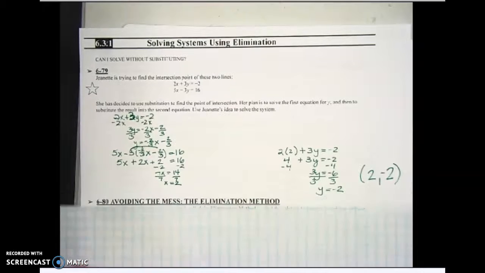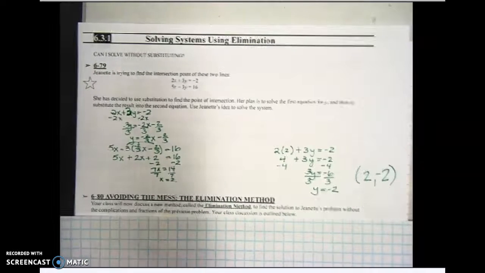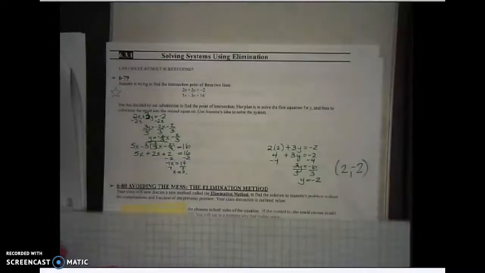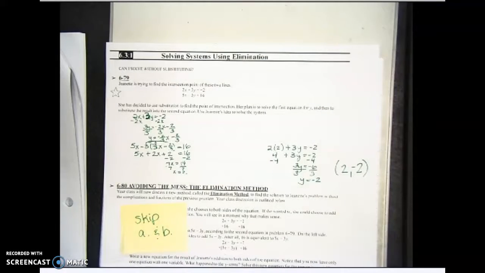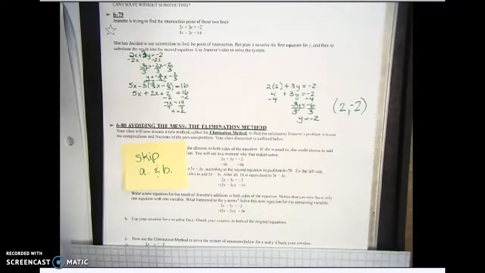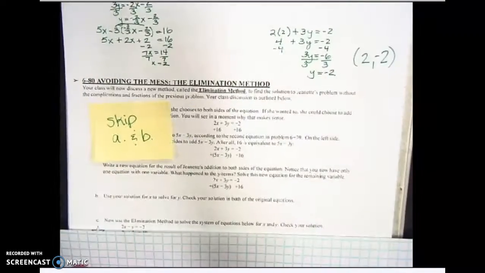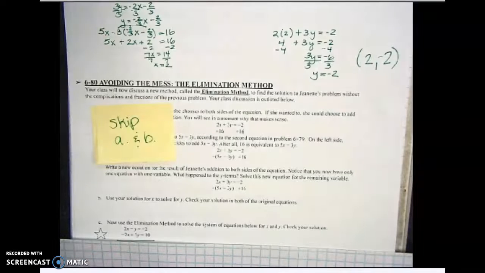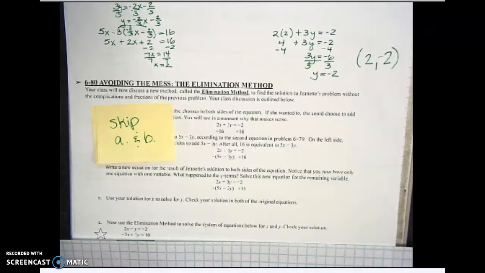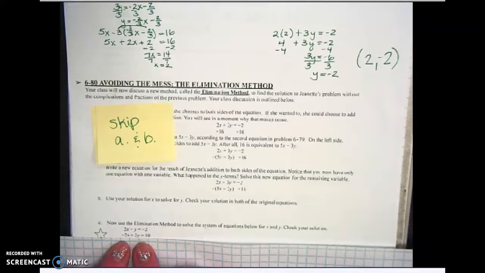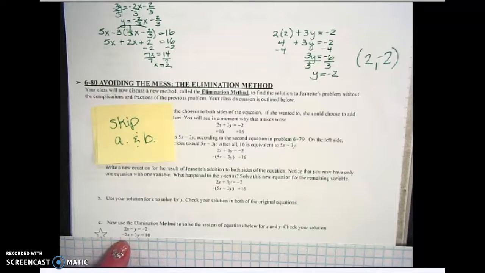All right. Jumping down to question 80. I do not like the way it's worded, so I'm going to have you guys skip parts A and B. You can cross it off if you want to, and we're going to jump all the way down to C as in cat. All right, so part C down at the bottom says we're going to use the elimination method to solve the system of equations below for x and y. And then we're going to check our solution. So the 2 equations down on part C are 2x minus y equals negative 2 and negative 2x plus 3y equals 10.